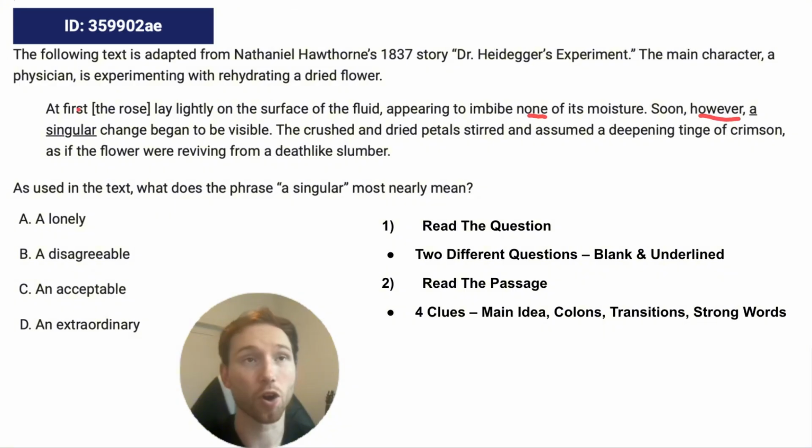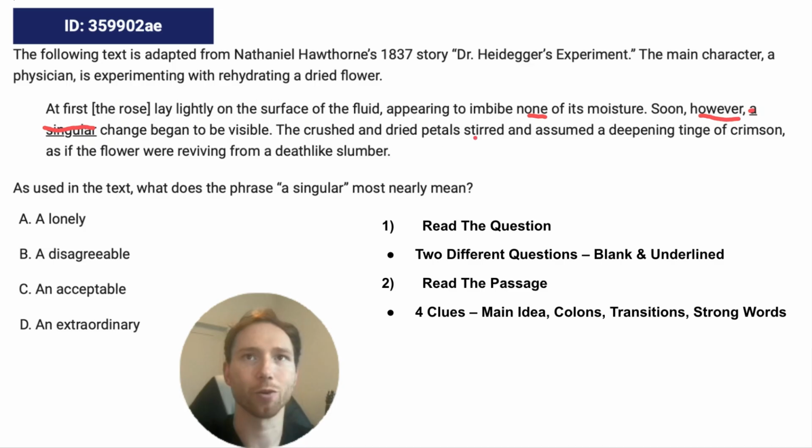So in this case, for underlined words, you want to imagine if that word was never there. That's because the SAT will use a very common word in the passage, but use it in a very uncommon way. And this tends to trick students because singular most of the time it means one. But in this case, it's going to be used in a slightly different way. So it's best just to imagine that word's not even there for when you make your prediction. So a blank change began to be visible.